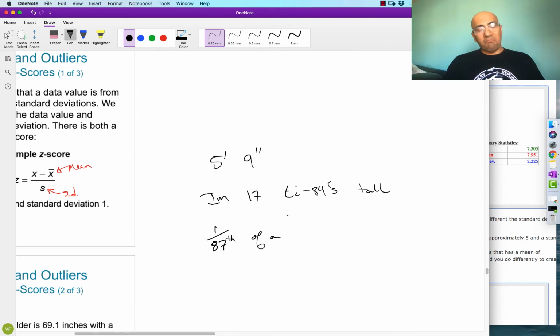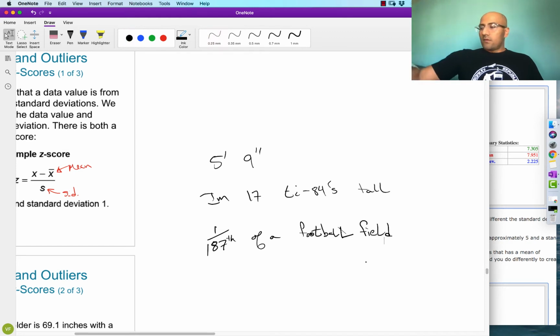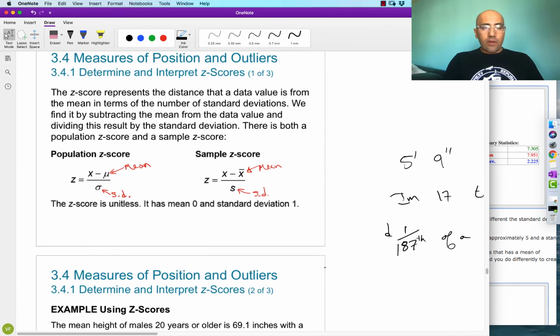Well, that's, I don't know, that's probably 1/100th of an 87th of a football field. Again, that's something we're not used to, but think about how big a football field is. Chop it into 187 equal pieces, and I'm one of those. That's how tall I am. Again, it's not wrong, it's just unusual. We're just not used to it yet. So, when we're trying to think about a distance, a score, rather than just give me the score value, I scored a 4.